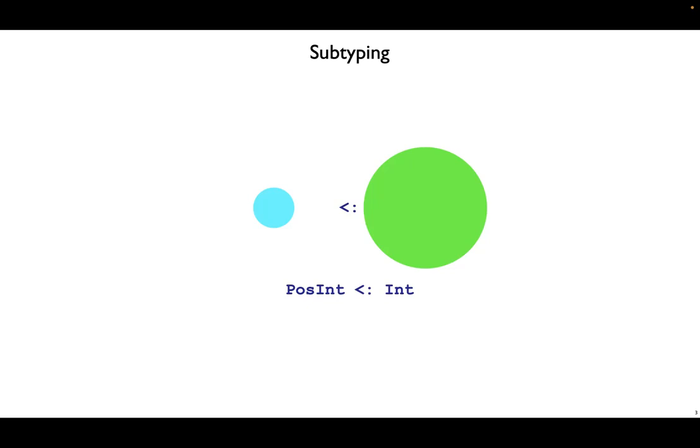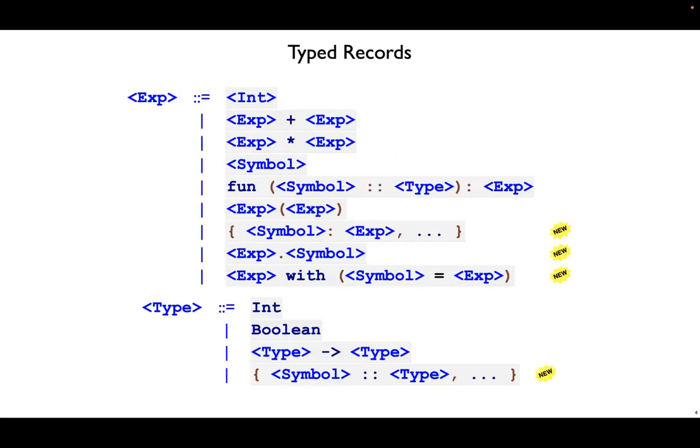Let's go into detail about subtyping, and we'll use records as a motivating example. As a reminder, here's our syntax for Mo with records. We use curly braces to create a record, and between the curly braces we have symbols mapped to expressions. We can get a value out of a record by using this dot syntax, and then we have the with syntax to do a functional update of the record.